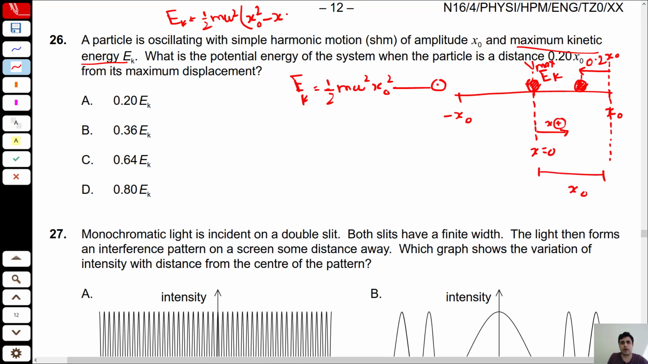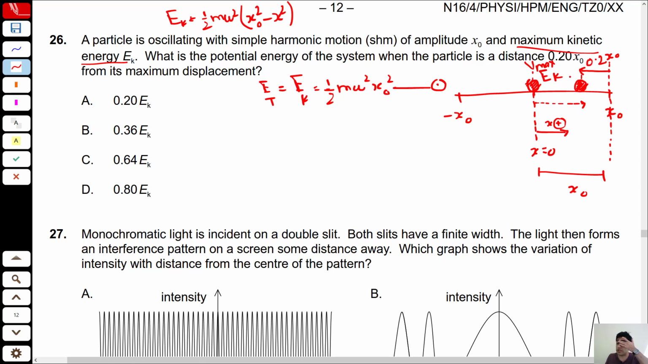Okay, let's find out how much kinetic energy is left when the body moves from here to here. Because at this position, the kinetic energy of the body is maximum because there's no potential energy, and it also equals the total energy. So as the body moves from here toward the amplitude, the kinetic energy starts to drop. A loss in kinetic energy is converted into a gain in potential energy.